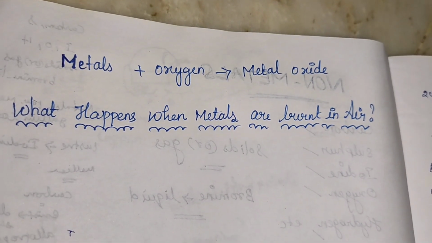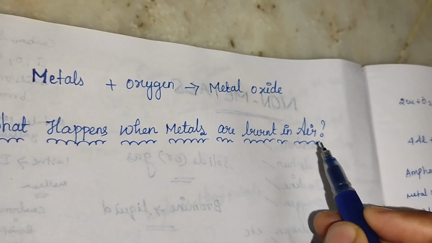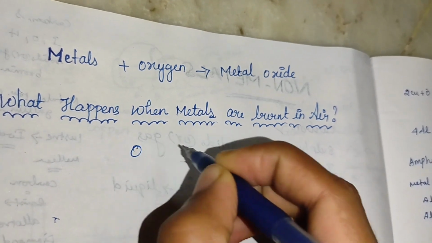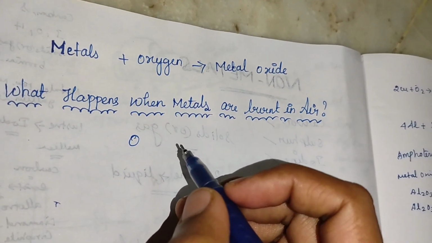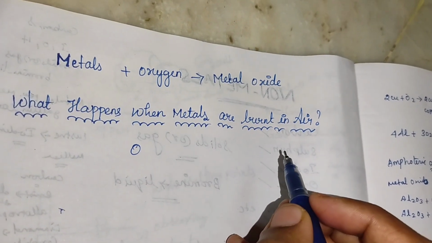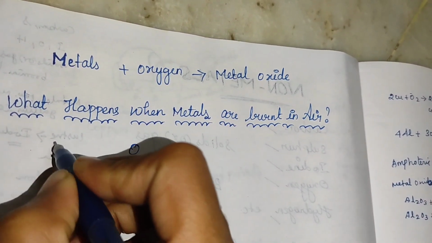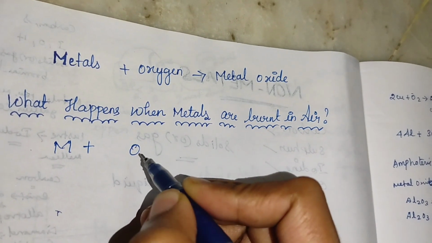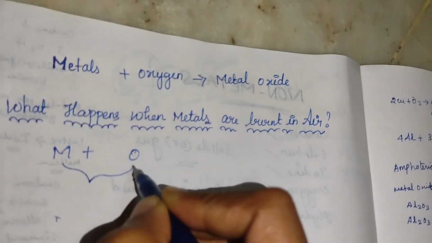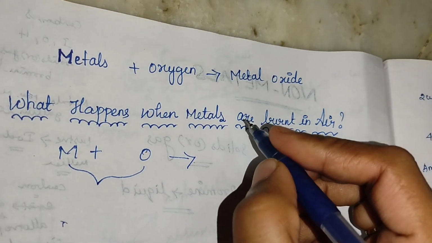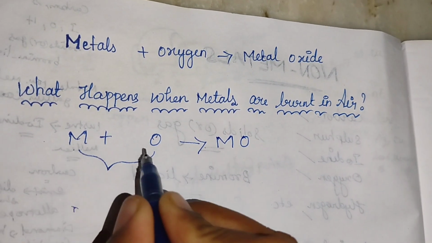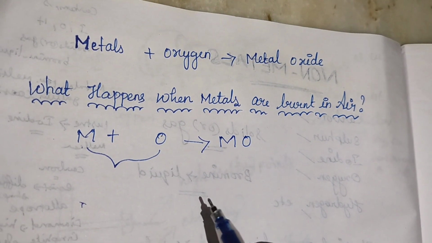Now we are going to see what happens when metals are burnt in air. In air, what gas is present? Oxygen. So, what happens when metals are burnt in air? We are taking a metal and it is going to react with air. In air, oxygen is present. So, when metal reacts with oxygen, what will form? Metal oxide will form. Metal plus oxygen gives metal oxide.